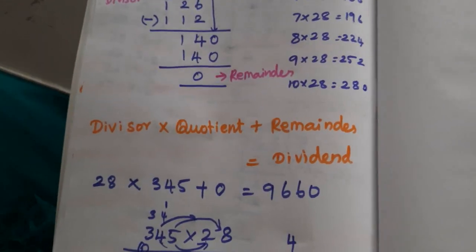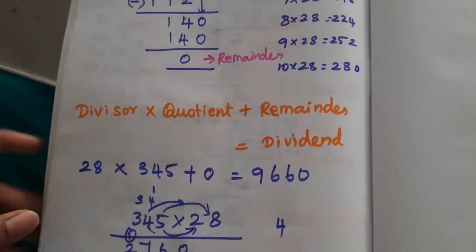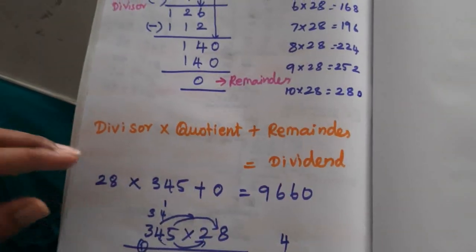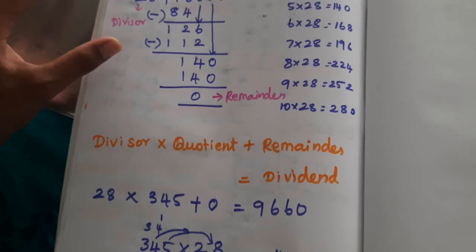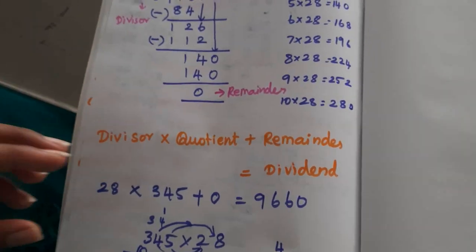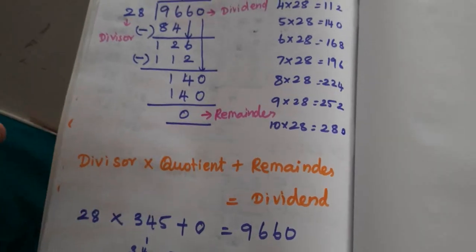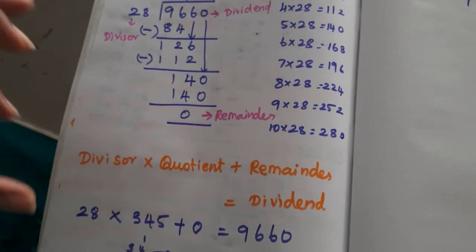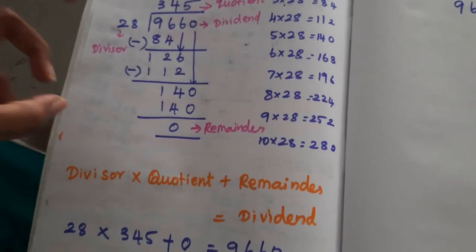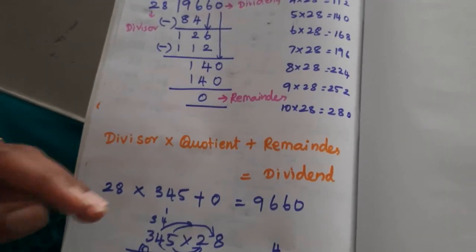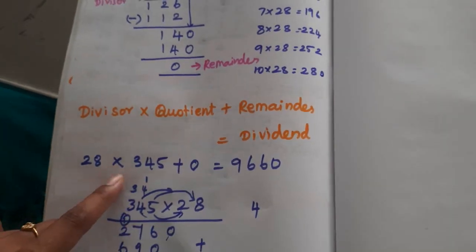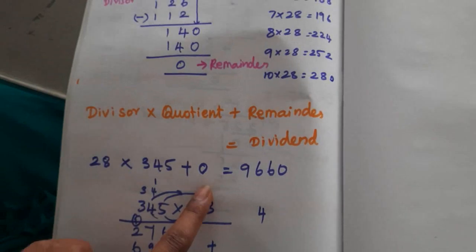Okay, we have the formula for verifying the answer in division, that is divisor into quotient plus remainder equal to dividend. First you have to know which is the divisor, quotient, remainder and dividend. Then only we have to substitute those numbers into the given formula. So this number is the divisor. You have to know which number is the divisor and which number is the quotient. Then only we substitute those numbers for the given formula. First you do the multiplication, then you do the addition, finally you get the dividend. See here.